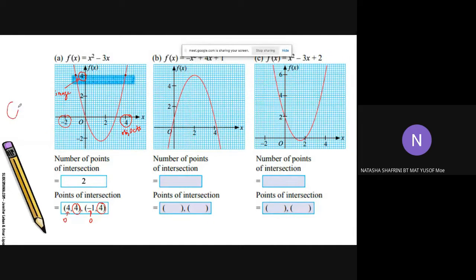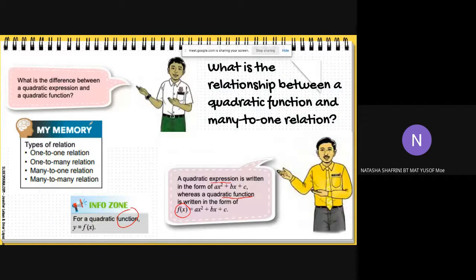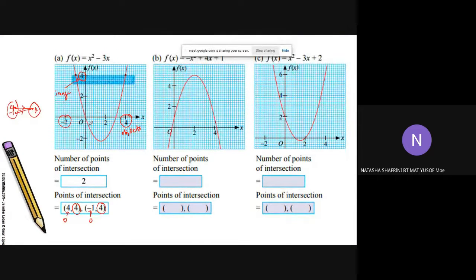So, kalau you ingat masa last week you belajar, dia macam ni lah. Okay, kita ada 4, kita ada negative 1, dia map to 4. So, this is what we call many-to-one relation. Nampak tak? Many object map to one image. So, dia soalan yang tadi tu, what is the relationship between a quadratic function and many-to-one relation? Okay, this is the relation. Okay, ini adalah relation dia. Relationship between many-to-one relation dengan quadratic function. Okay, untuk b.